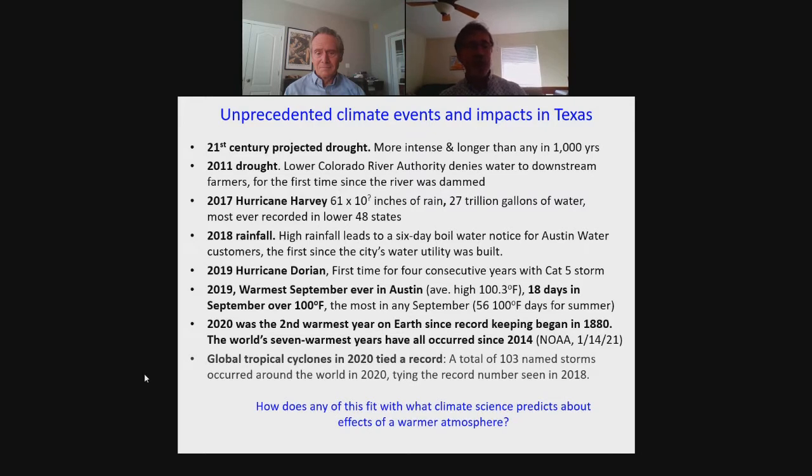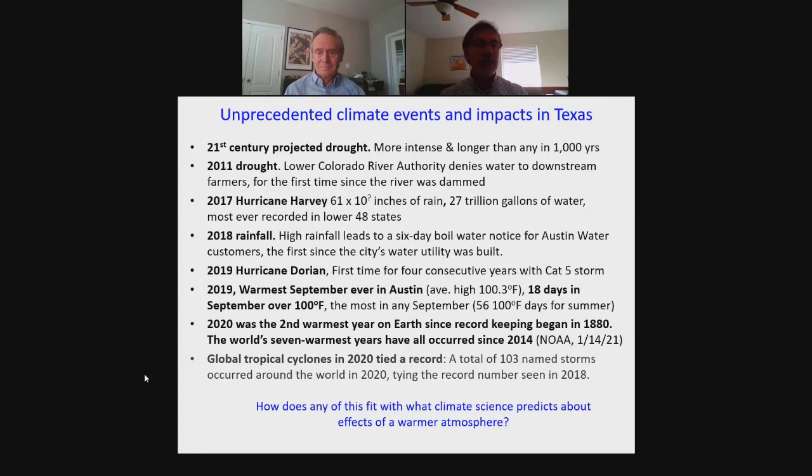And I pose this question: how does any of this fit with what we said at the outset, what climate science predicts about the effects of a warmer atmosphere? Every one of these unprecedented things is fully consistent with what those predictions are from climate science, from the basic physics of how climate science works.